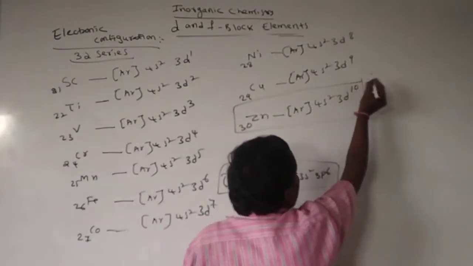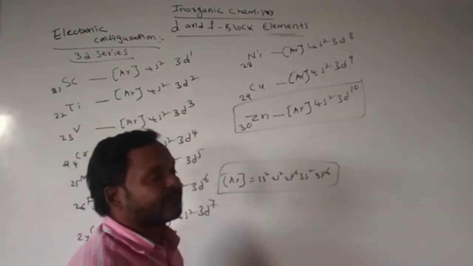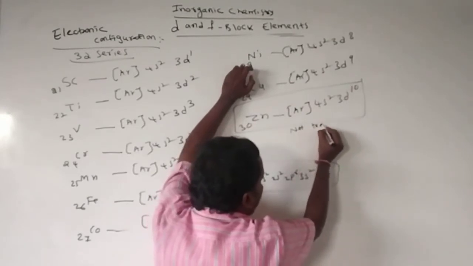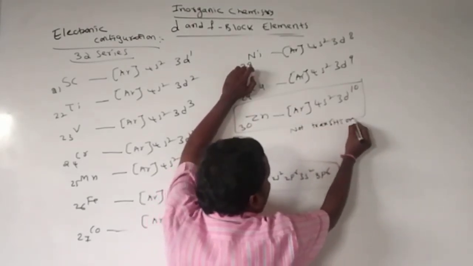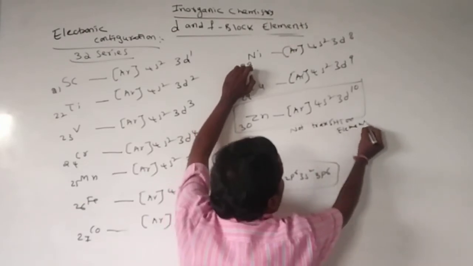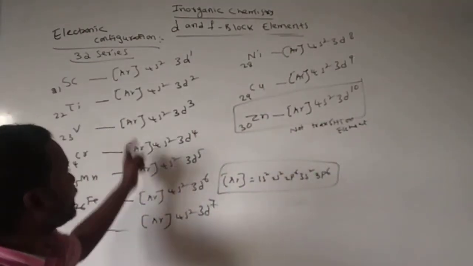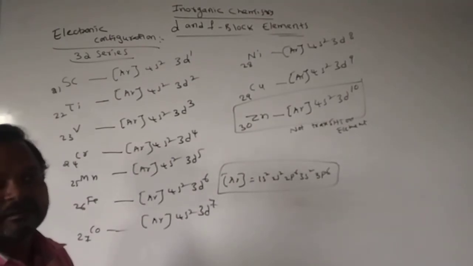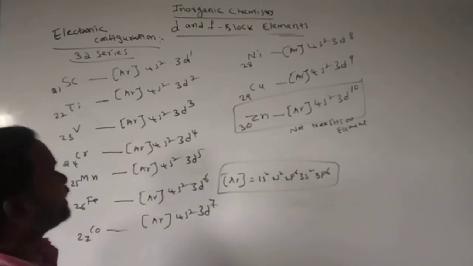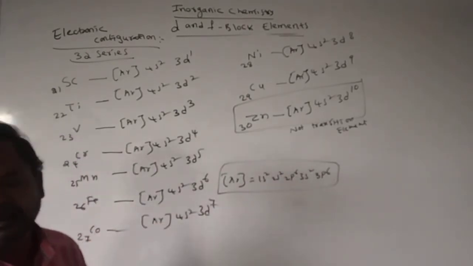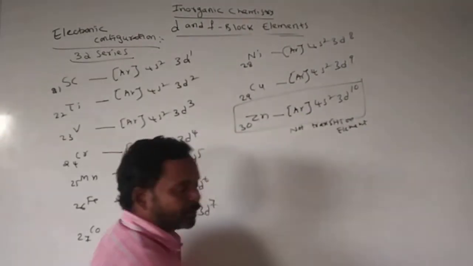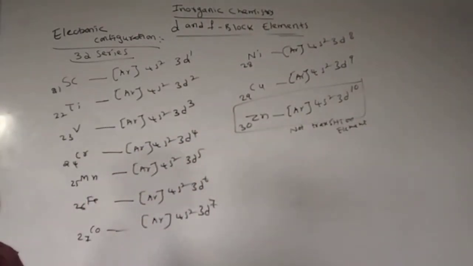This last one contains completely filled orbitals, so this is not a transition element. The remaining 9 elements belong to transition elements. Which element in the 3D series is not a transition element? It's zinc. Zinc is a D block element, but not a transition element.